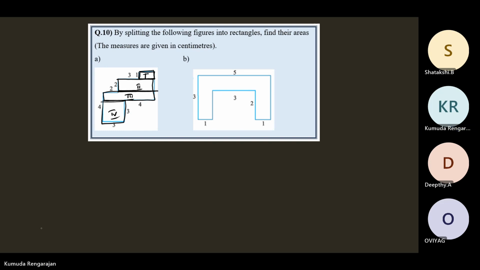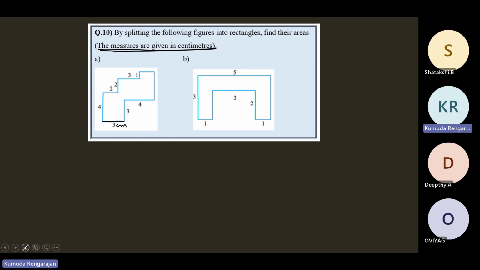Okay. So to find the areas of these 4 rectangles, we need to know their dimensions, the length and the breadth of the 4 rectangles. So let's find them. Now see here. Let me tell you what these measures mean. The length of this line segment is 3 units. It's given that the measures are given in centimeters. So 3 meaning 3 centimeters.